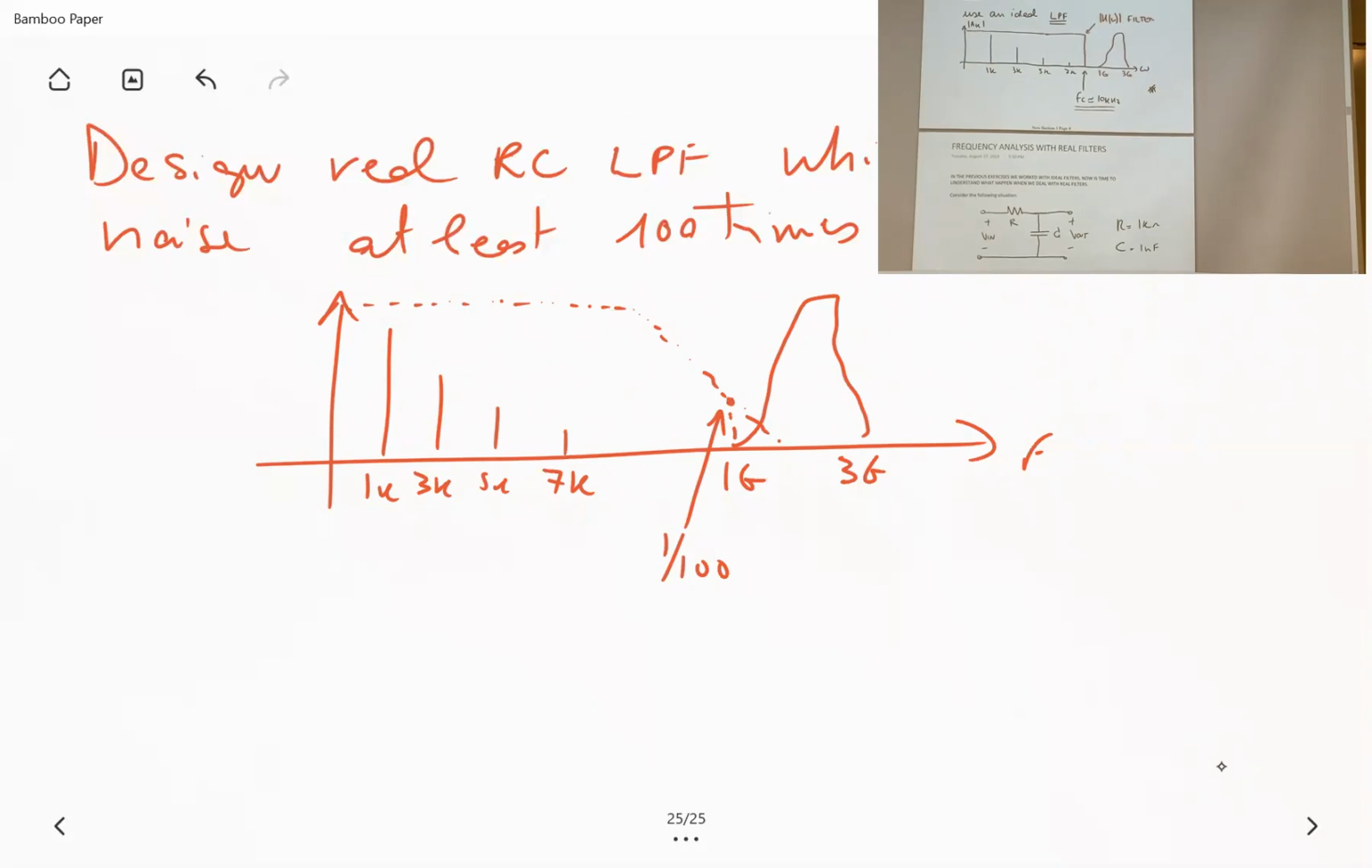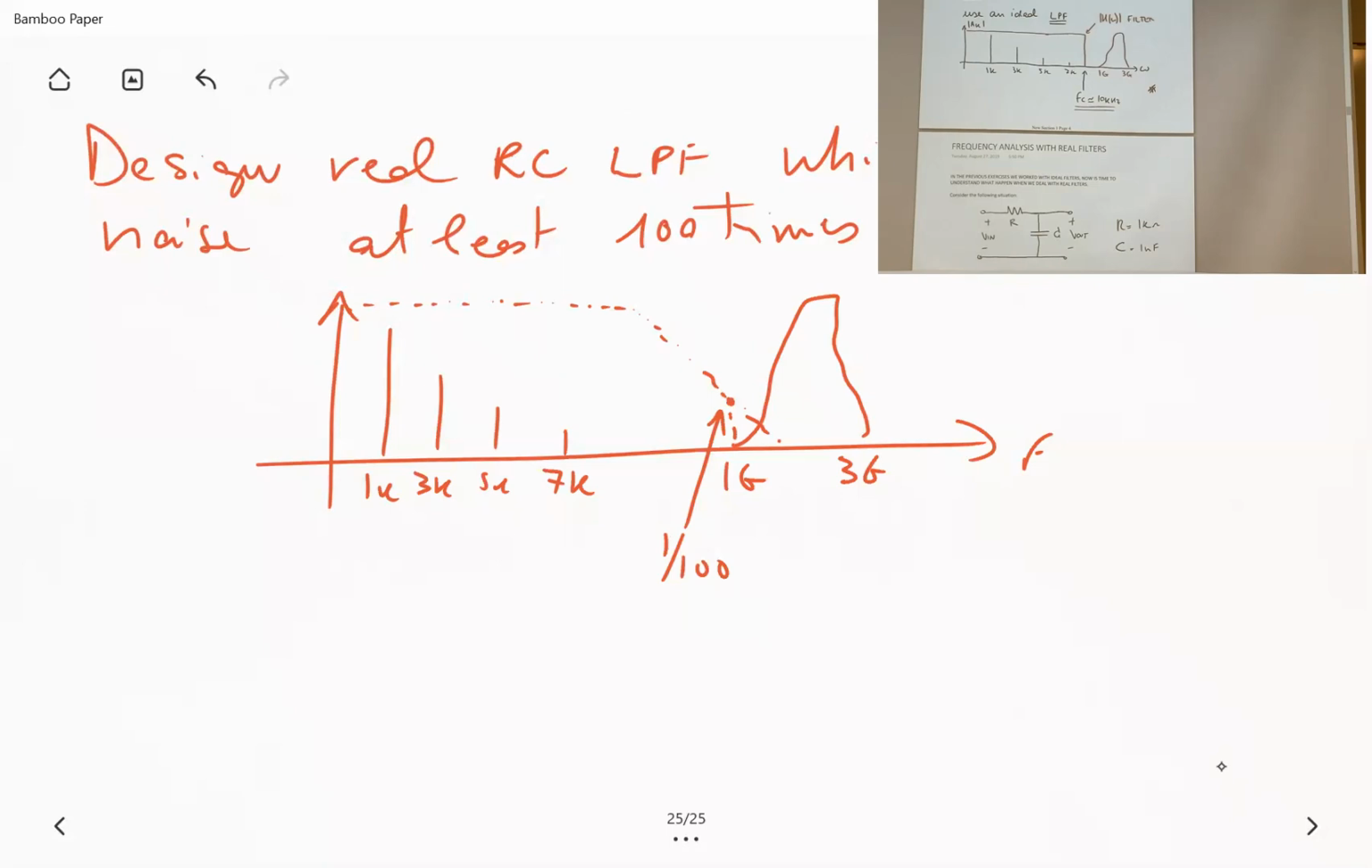Okay. So the answer is indeed 10 MHz. Why? Because at 1 GHz, you know that the attenuation should be 100 times, which means that the frequency response should be 0.01. So what we have to do is just take the formula that I gave you before and reverse it, okay?